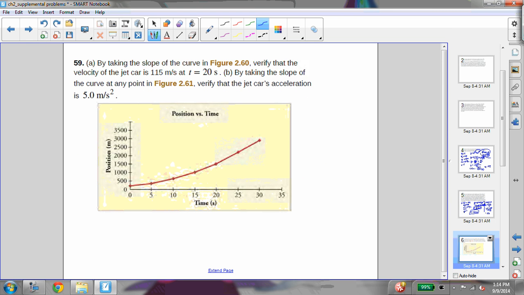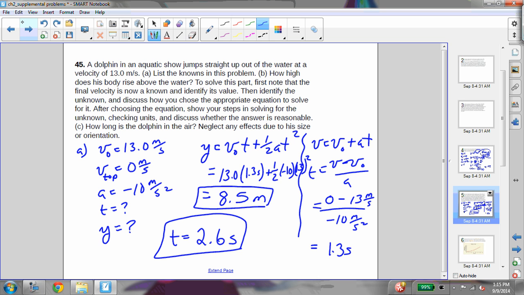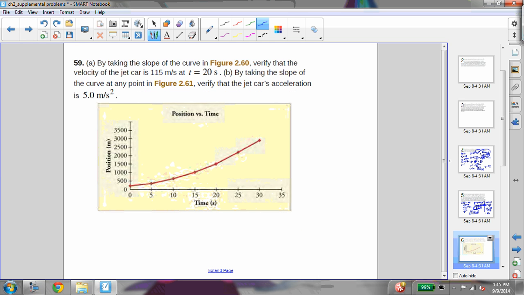All right, by taking the slope of the curve in this figure, verify that the velocity of the jet car is 115 meters per second at t equal 20 seconds. All right, so I want to find the instantaneous velocity at t equal 20 seconds. I'm going to take the slope of a tangent line.